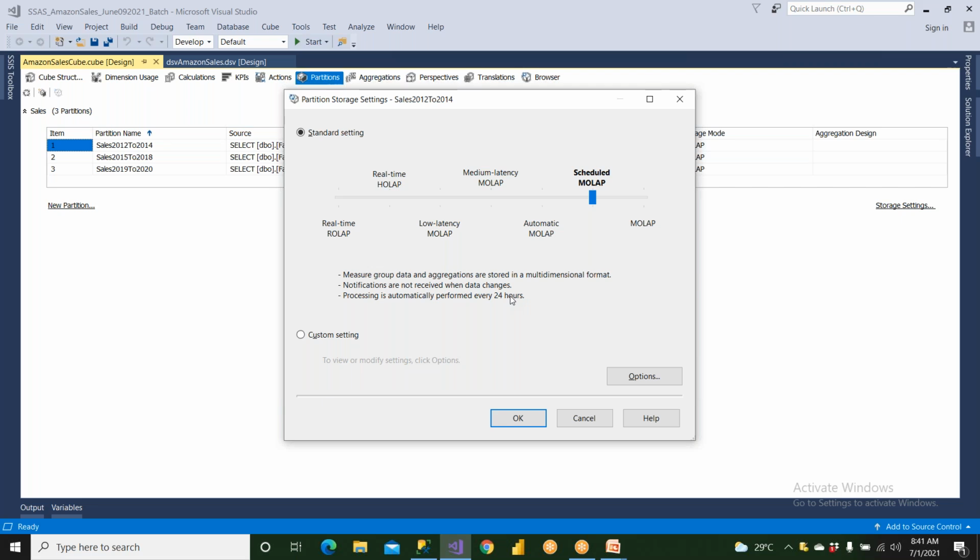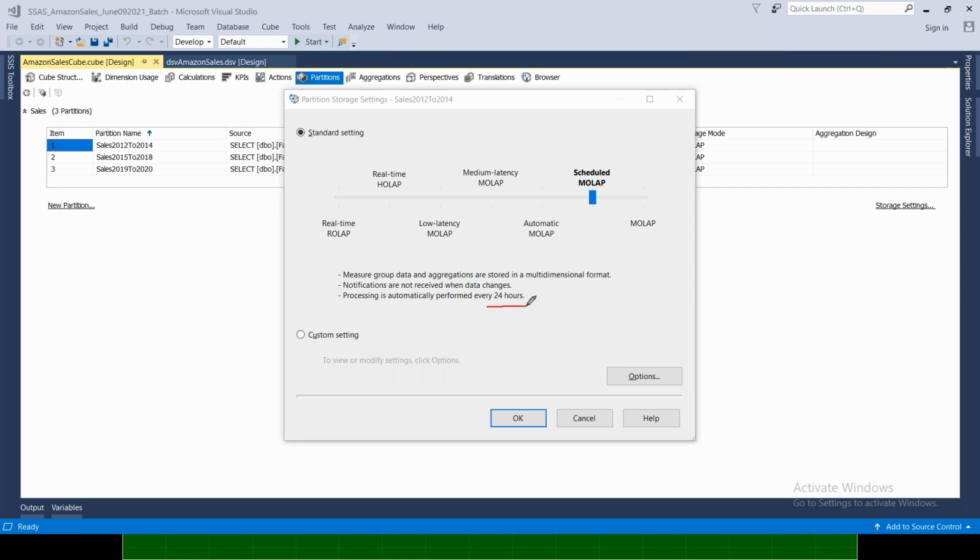24 hours you need to wait to process the cube. Why? Because new aggregations can happen there. Clear? So that is what is called MOLAP scheduled. 24 hours you need to wait. Clear, guys? Are you able to read this line? That's what. So I'm saying, okay, that is fine.